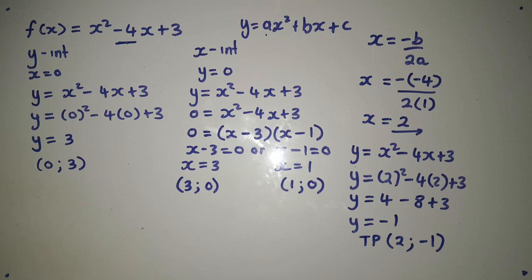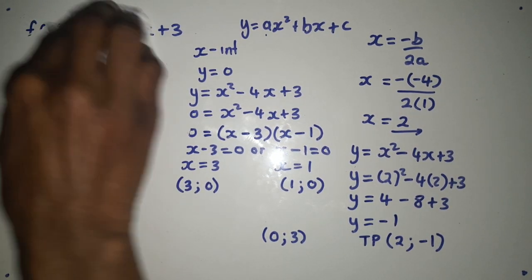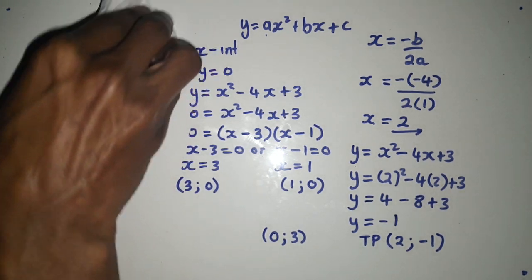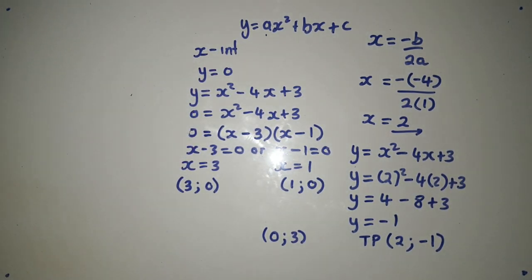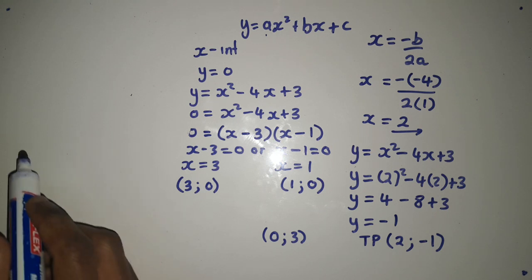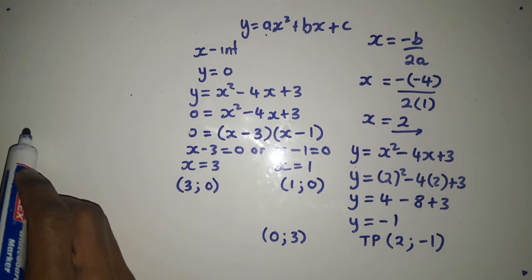We almost have everything now. Then let us sketch. I'm going to erase this one. Let me write it here. Our y-intercept, which is (0, 3). I am going to erase this side. Now let us try to sketch this function.